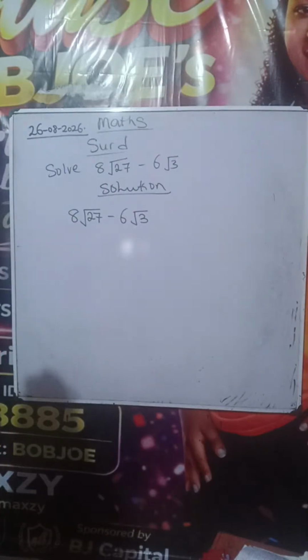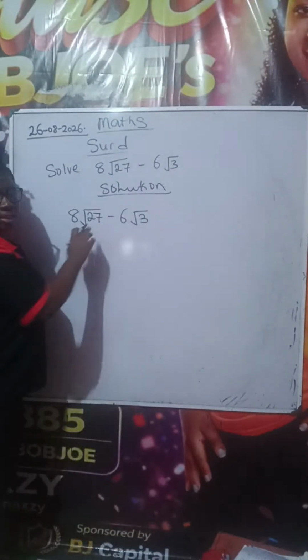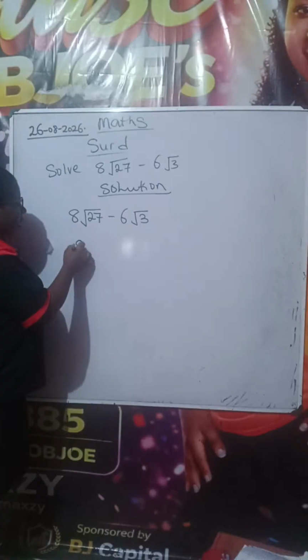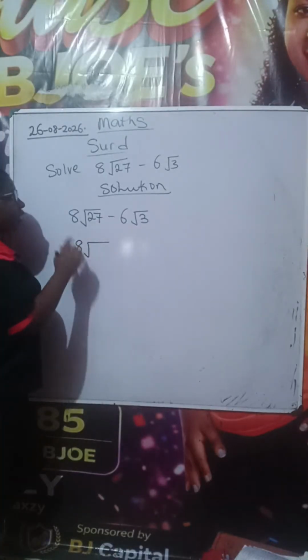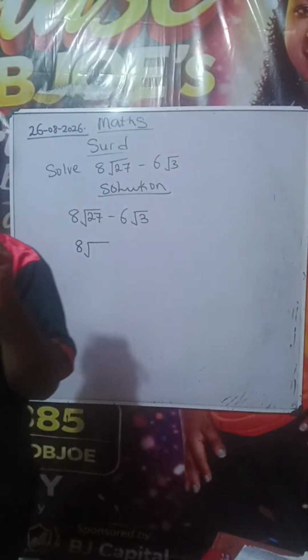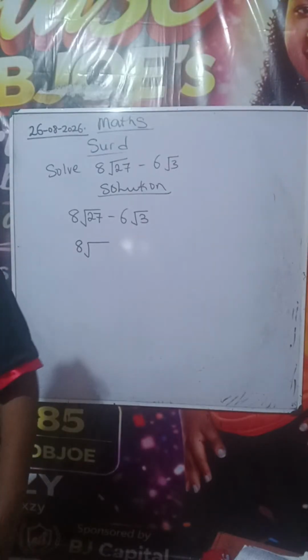So now all we need to do is look at it. We need to simplify this root 27. And 27 is the same thing as what perfect number multiplied with any number that will give us 27? What perfect number times any number gives us 27?